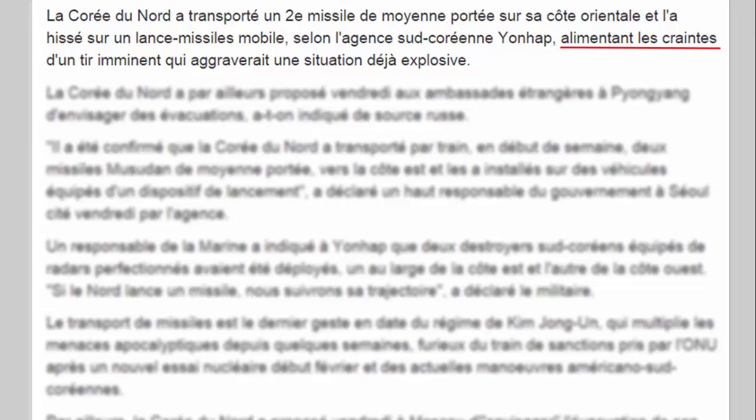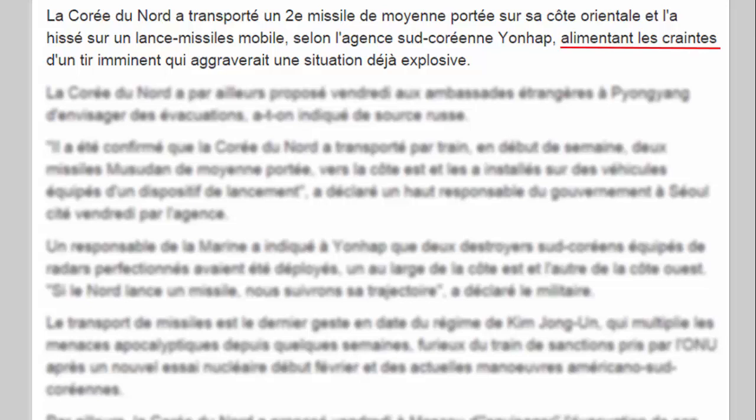So that's quite a long sentence, I know. Really, the details aren't that important, but again, just to give you an idea of what's going on. According to the South Korean agency Yonhap, North Korea has transported a second mid-range missile to its eastern coast and has mounted it on a mobile missile launcher, alimentant les craintes, feeding the fears of an imminent launch which could aggravate an already explosive situation. So this is something that we could quite easily read in English as well. Okay, feeding the fears of an imminent launch. It translates almost literally. And what we're doing here was just giving more information.